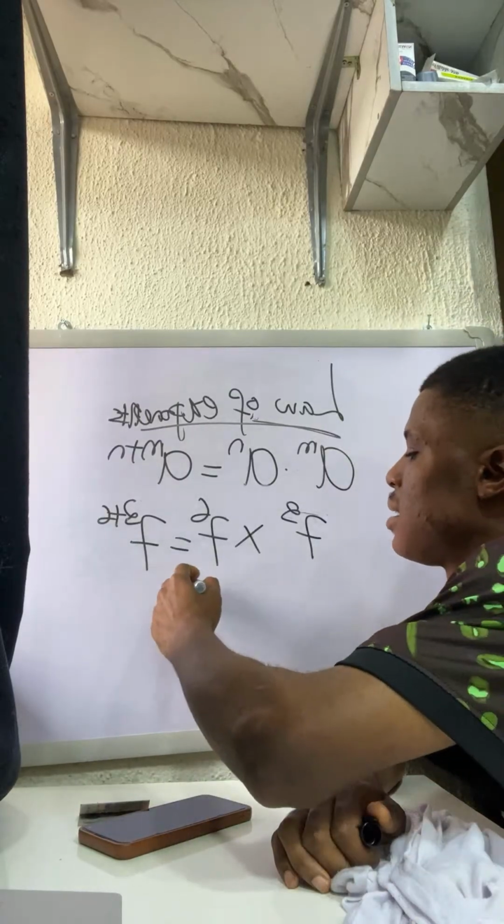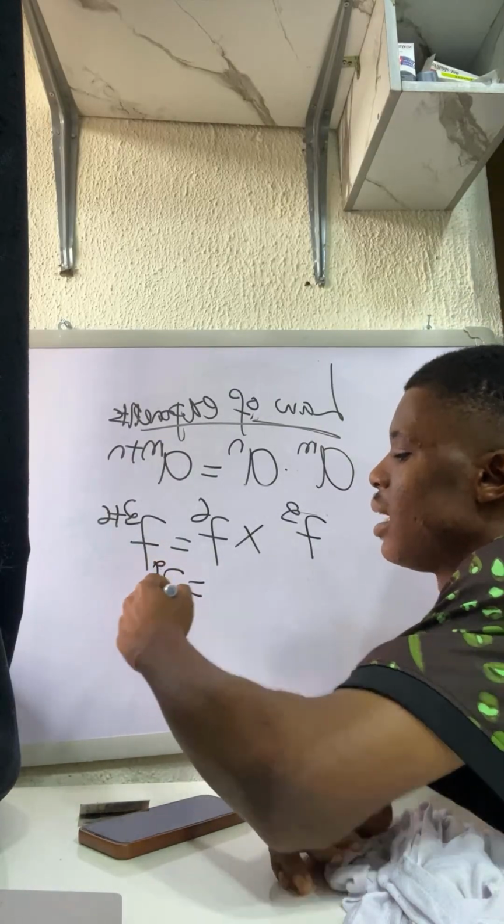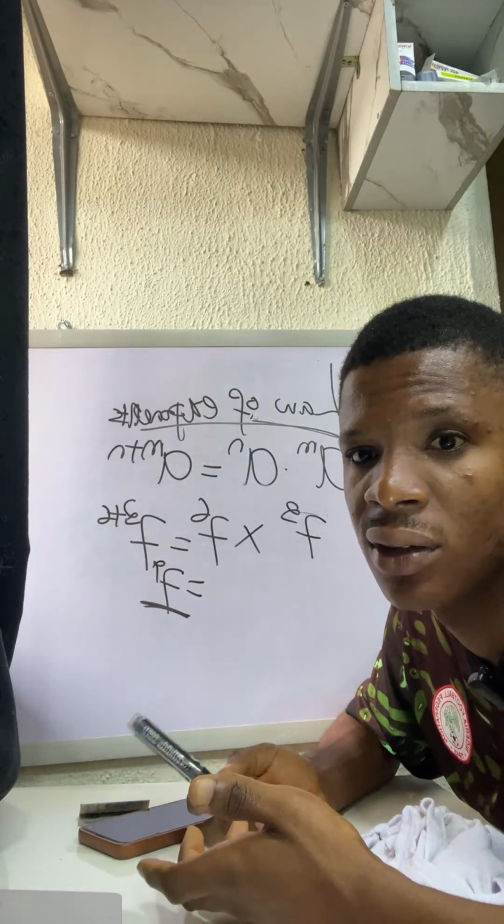So you have it as 7 power 9. So this is 7 power 9. It is very, very simple.